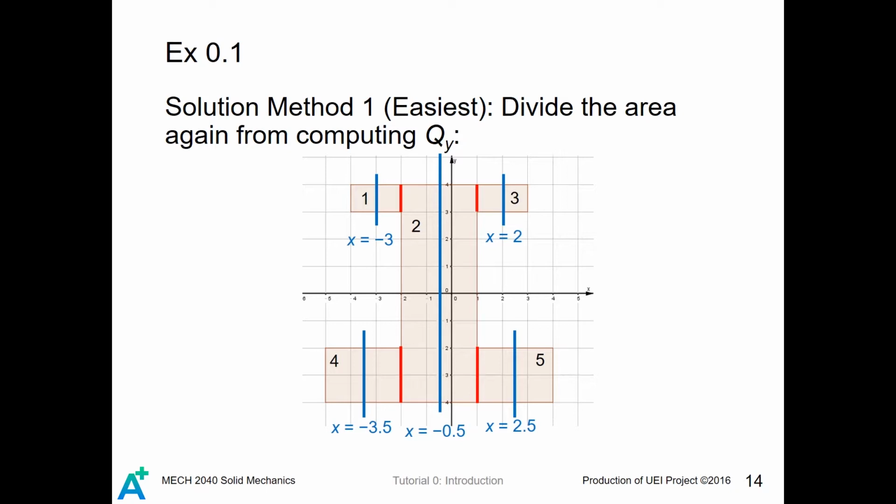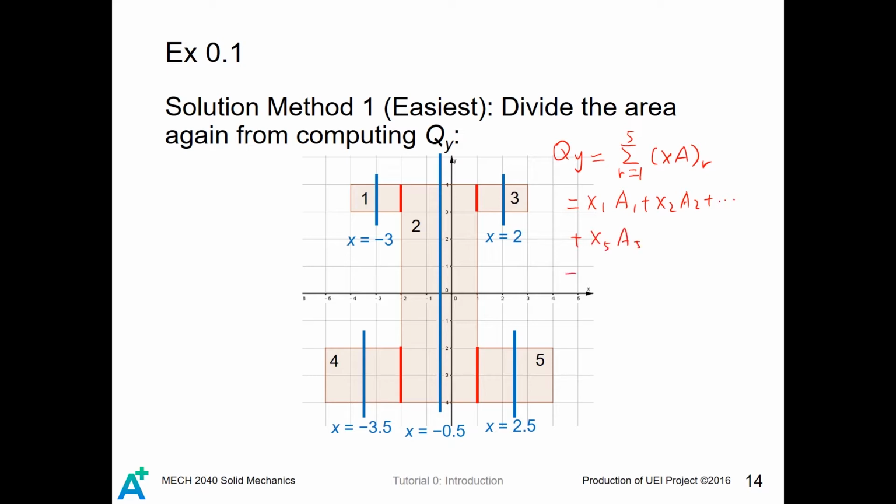So, as you can see, we tried to divide the entire area into 5 pieces. And by dividing this entire area into 5 pieces, we can compute the Qy by another means. Qy equals, of course, the summation from r equals 1 to 5 of x_r A_r, which equals x1 a1 plus x2 a2 plus and so on, plus x5 a5.